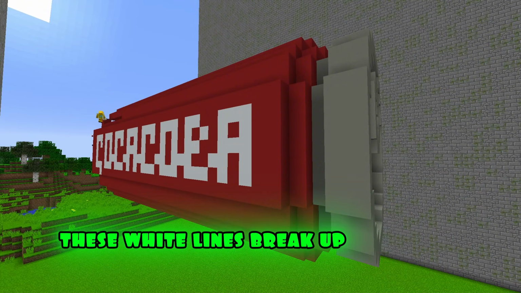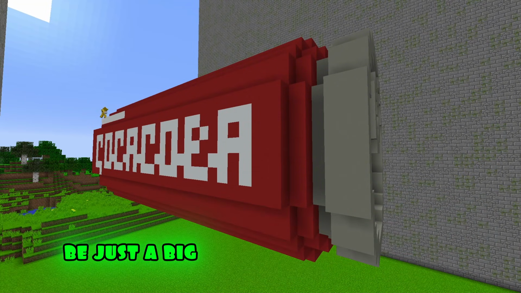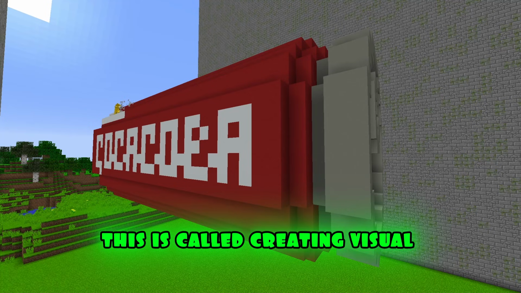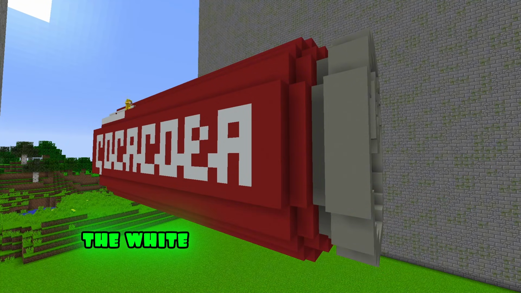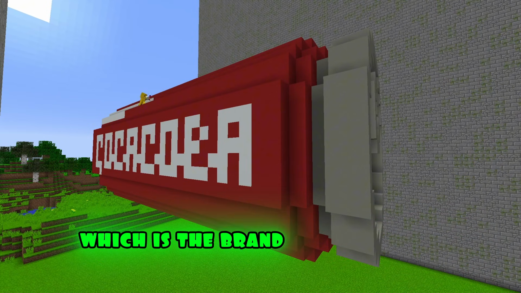These white lines break up the large red surface area and add visual interest to what would otherwise be just a big flat red wall with text. In design, this is called creating visual hierarchy and rhythm. The white stripes guide your eye around the can and frame the most important element, which is the brand name.